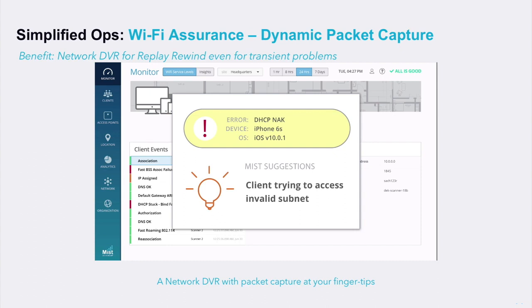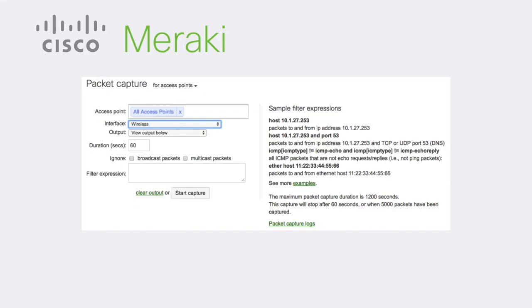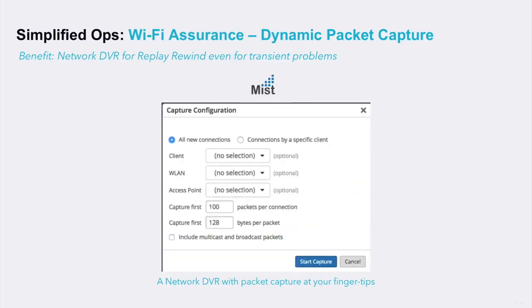Looking at the first generation cloud provider, they offer manual PCAP. Pick a channel, pick a user, record, export. That's great, but Mist offers this also.